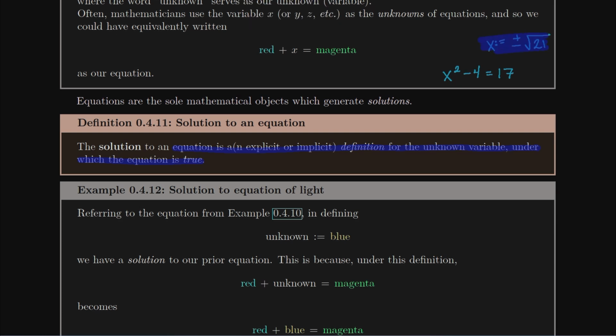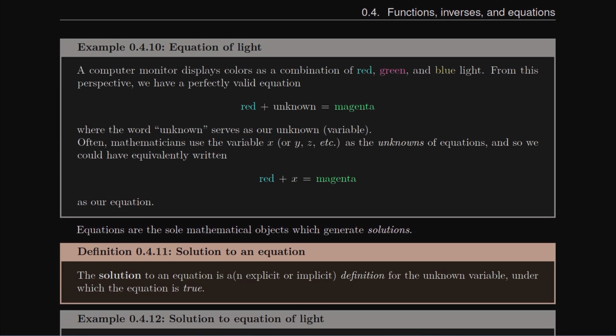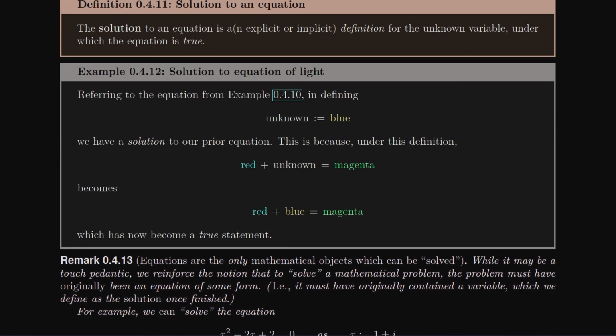Under this definition, x equals plus or minus root 21, the bottom equation holds true. So let's look at an example of an equation that maybe doesn't consider numbers. Once again, I like to harken back that math doesn't necessarily have to consider numbers. If we think about a computer which displays colors as a combination of red, green, and blue light, we can create the equation red plus unknown equals magenta, whose solution, if I jump down a little bit, happens to be the solution blue, right? Because we know that red plus blue light actually gives us magenta light.